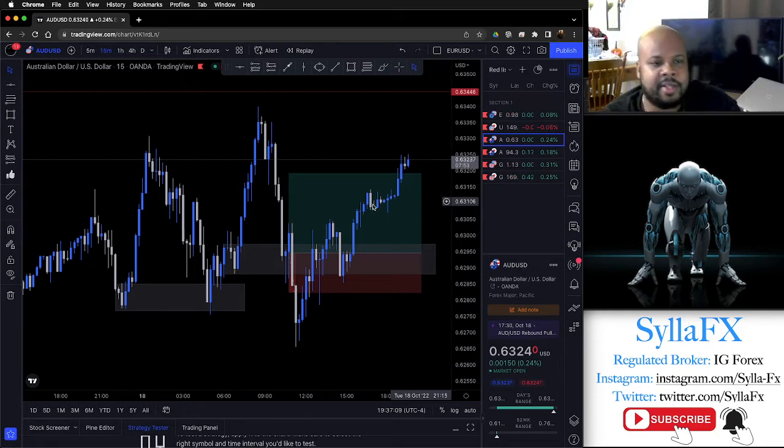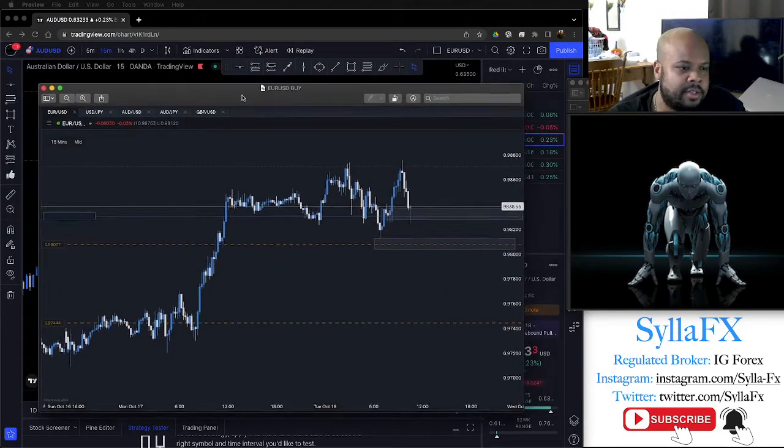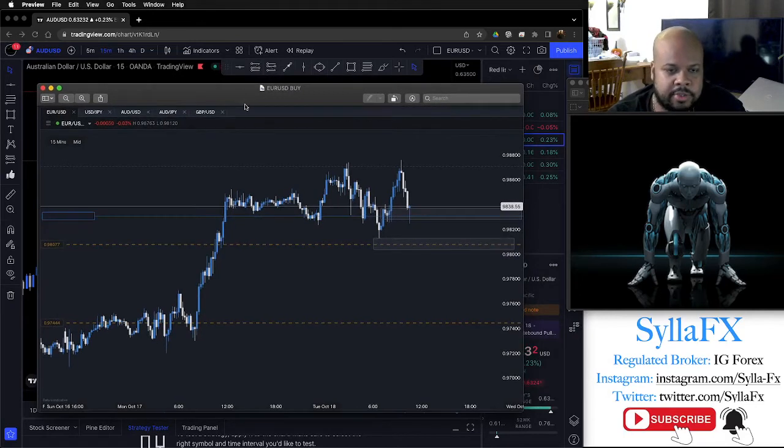And the third trade that I took was the euro dollar. Let's take a look at this one. This is on the IG platform as well. So typically when I enter a trade, I go ahead and take a screenshot. That way I can keep this in my journal and share it to the students in the Discord group as well for SyllaFX group. So I entered a position here.